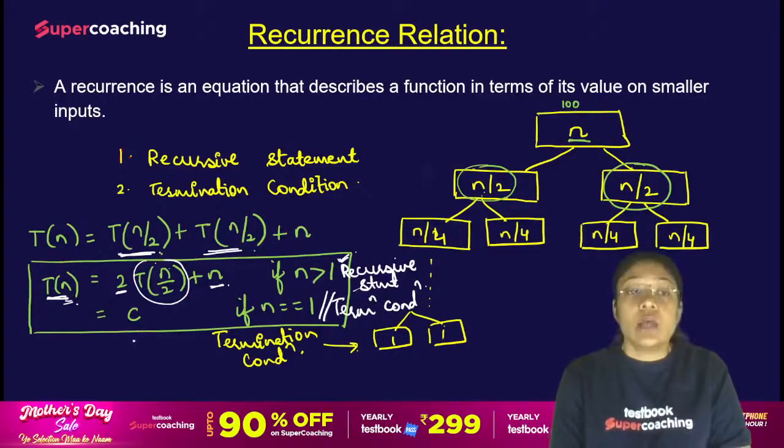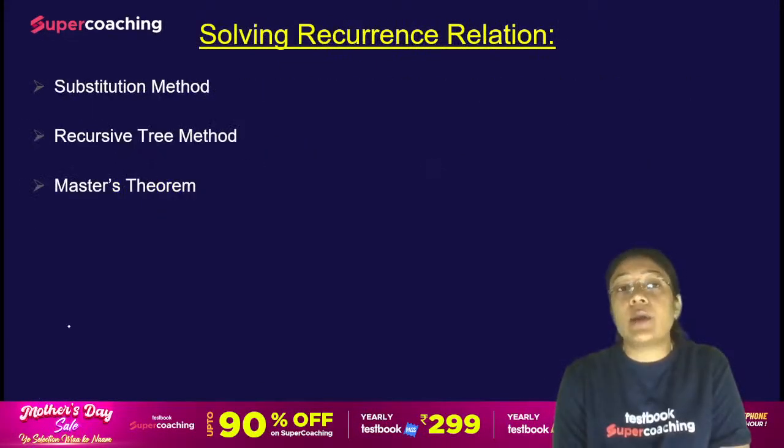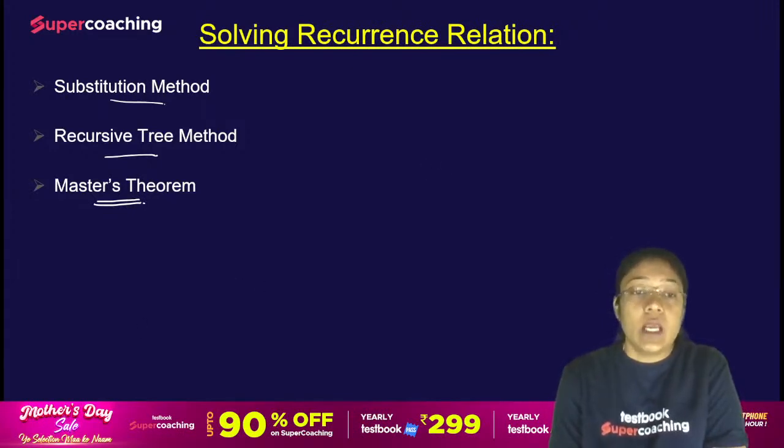Is this clear so far? So in order to solve the recurrence relation, there are three methods. One is the substitution method, the recursive tree method, and the Master's theorem.